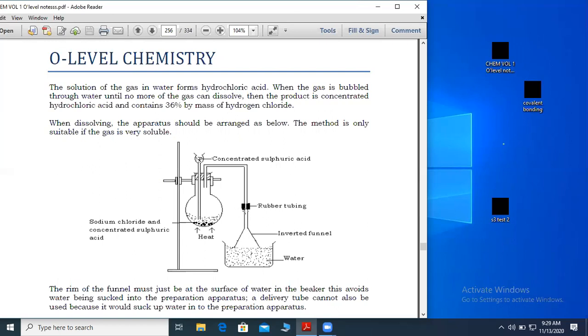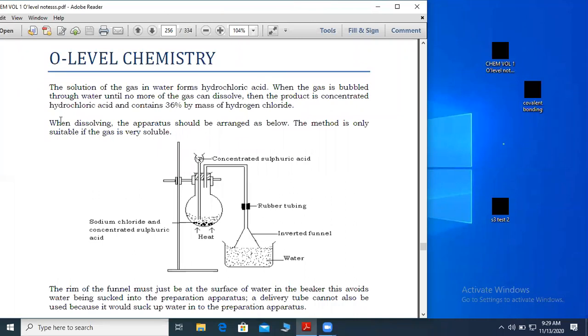The inverted funnel is this one that I'm talking about, such that the acid falls down in the water through an inverted funnel. You see, this funnel is supposed to be facing up, but now I've made it to face down. So that's what we mean by making the funnel inverted. So the solution of the gas in water forms hydrochloric acid. That one we have already agreed.